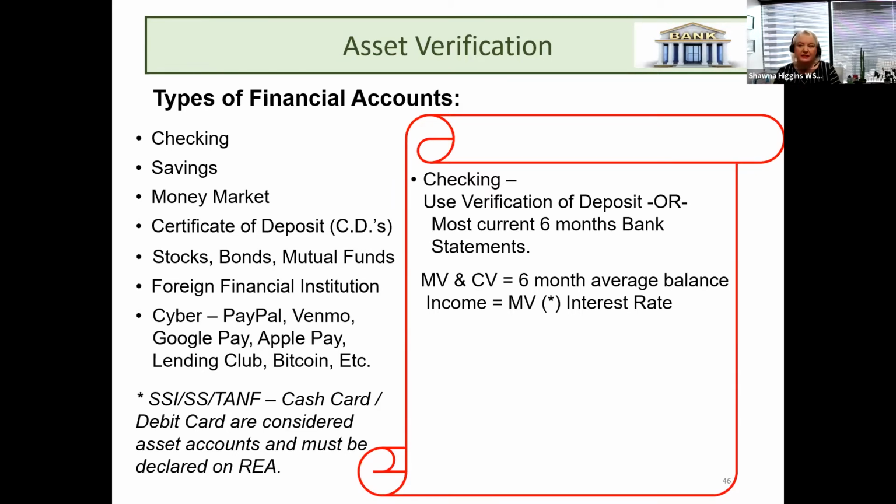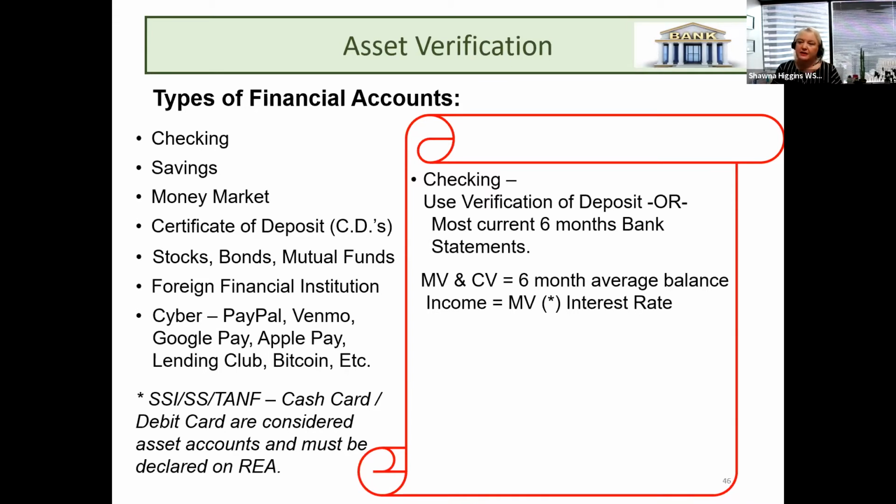And if you get the 6-month bank statement, you're going to want to get all of the pages for that bank statement, and you're going to want to look through all of the deposits that are put on there and make sure that those match up with the REA. If there's ever anything that doesn't match up, you're going to want to ask your resident to verify why it's not on there.